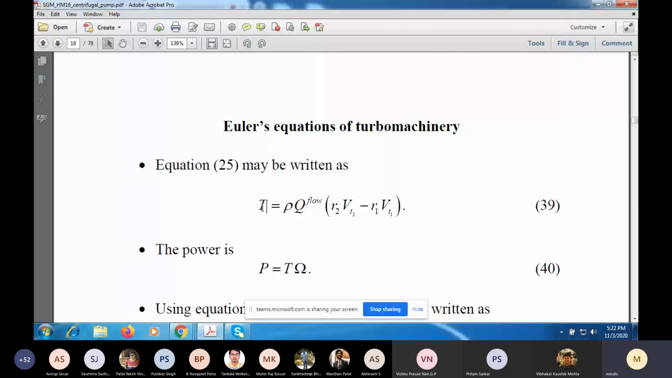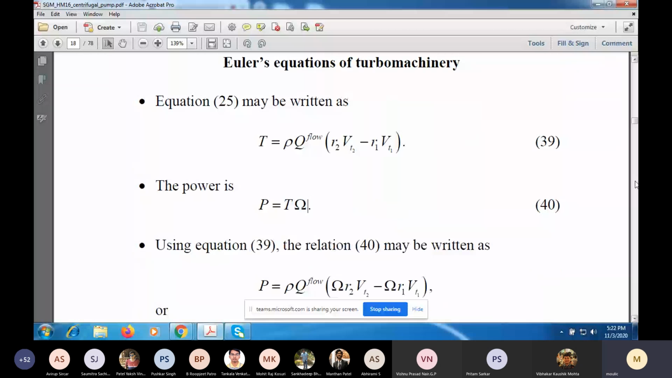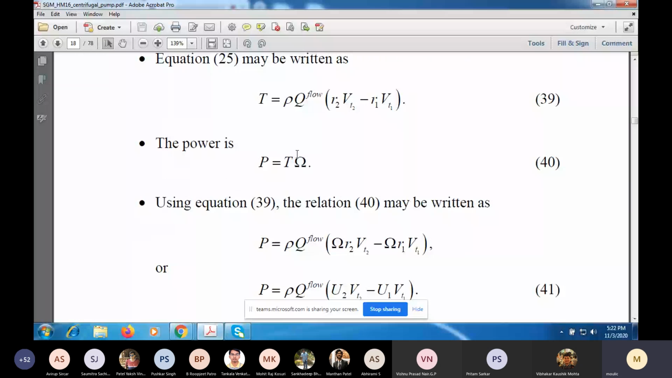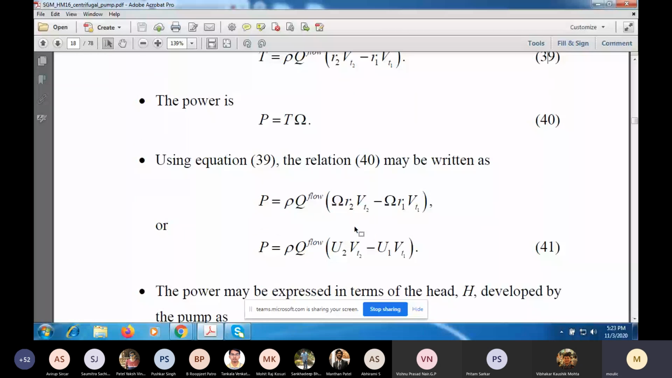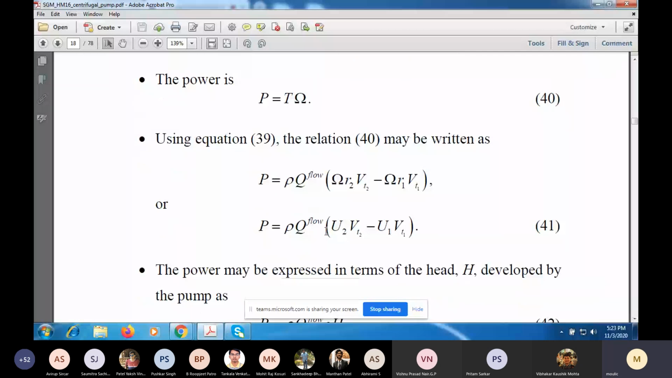And the power then will be T omega. So if I multiply each side of equation 39 by omega and move the omega inside, you have omega R2 Vt2 minus omega R1 Vt1. But omega R2 we can call U2, and omega R1 we can call U1. And here U1 is not equal to U2. In fact, U1 will be less than U2. So this is the power that will be transferred from the impeller to the fluid.